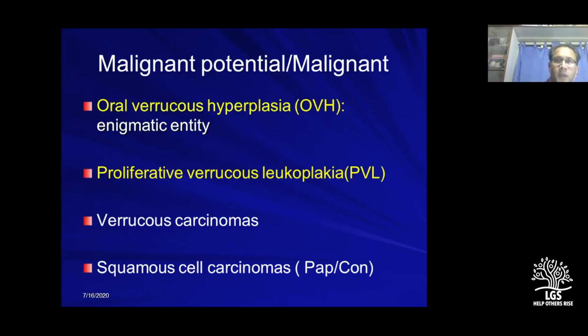Again, coming to the more problematic ones, the potentially malignant and the frankly malignant. We discussed briefly about PVL, the proliferative verrucous leukoplakias. And this is the latest new kid on the block, called oral verrucous hyperplasias, which we see very commonly in our clinical practice, though we may not label them as oral verrucous hyperplasias. And again, the spectrum of verrucous carcinomas and squamous cell carcinomas, again with differences of papillary versus the conventional type.